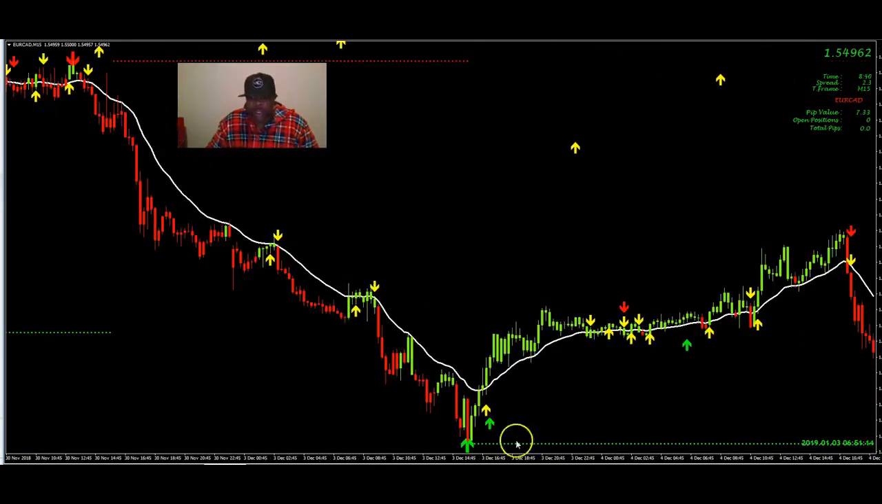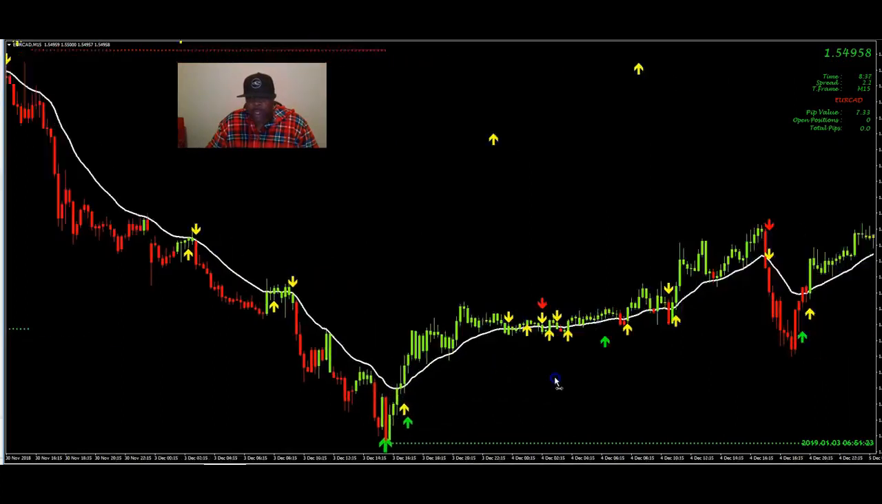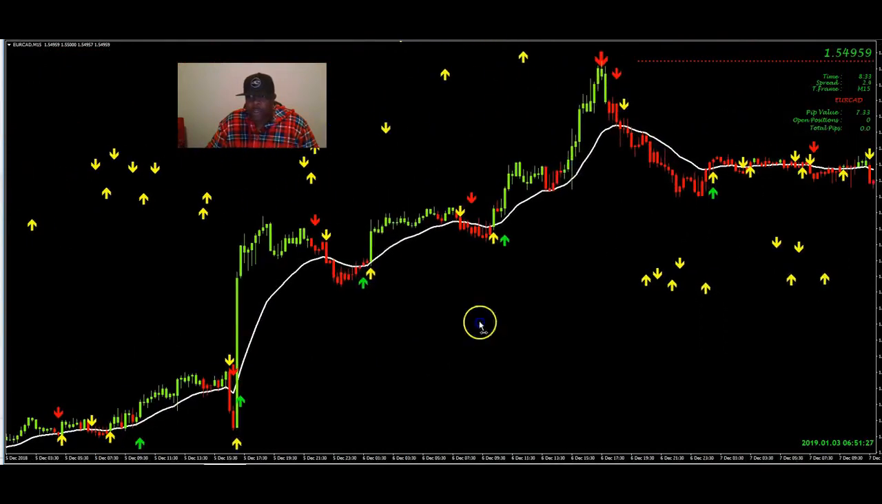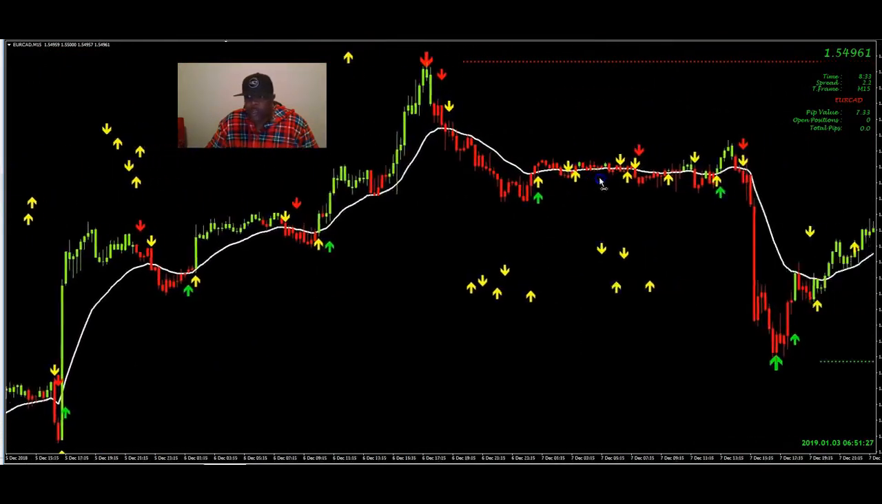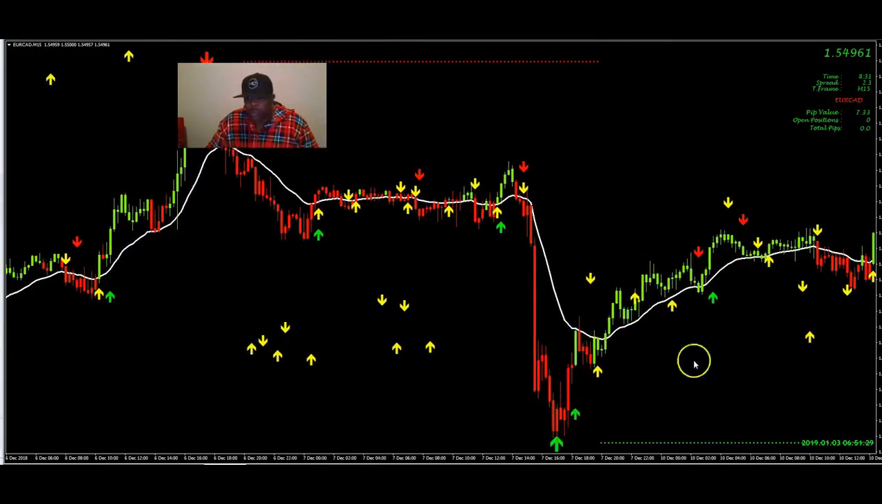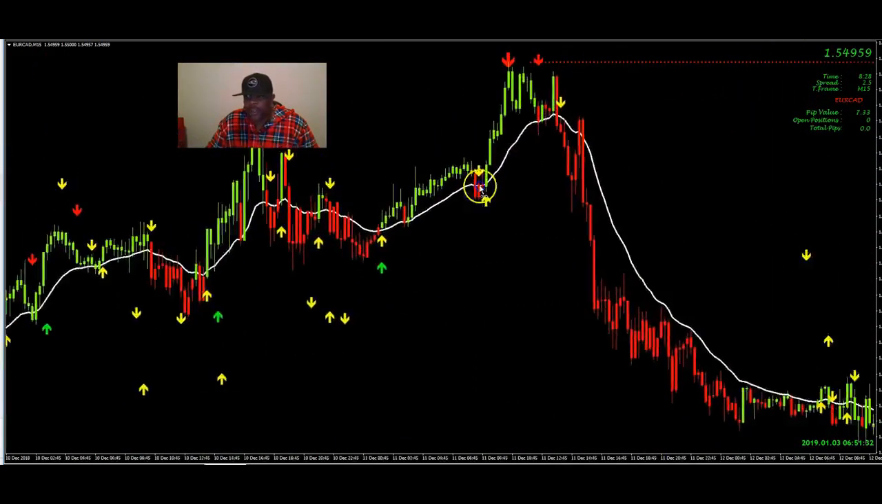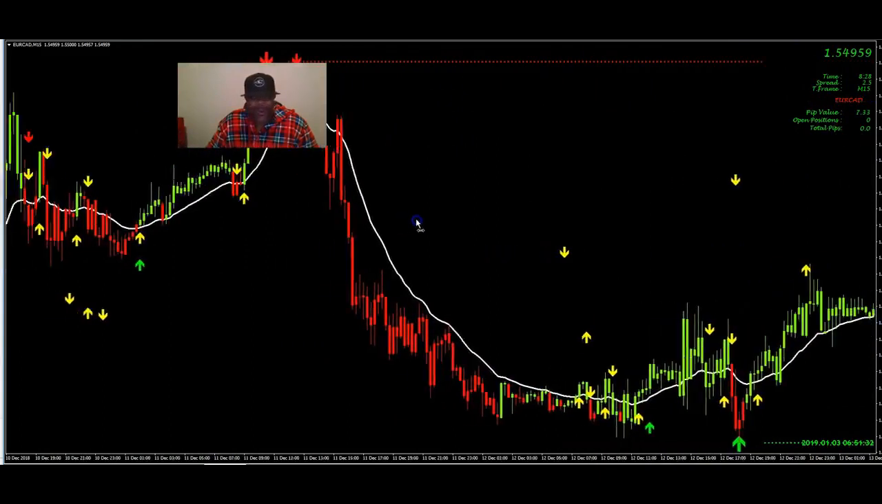Let me look at this one right here. Real smooth. See, I don't do all that clutter, all that noise. I just do this. Right there, would have got in. And then look at that move, straight up. Then it says down. Then it says up. Look at that. Then it says down. Over and over and over.